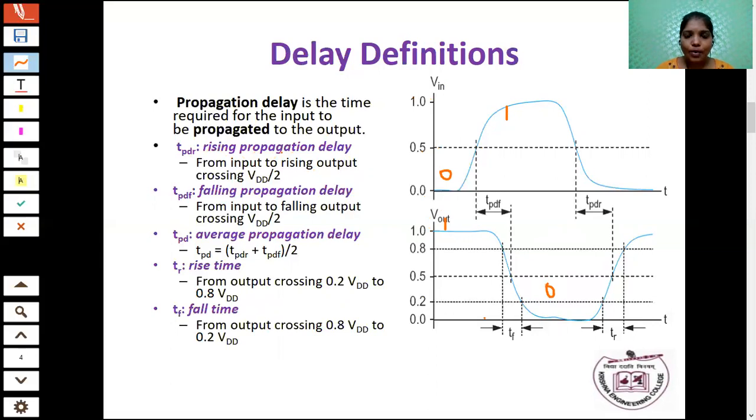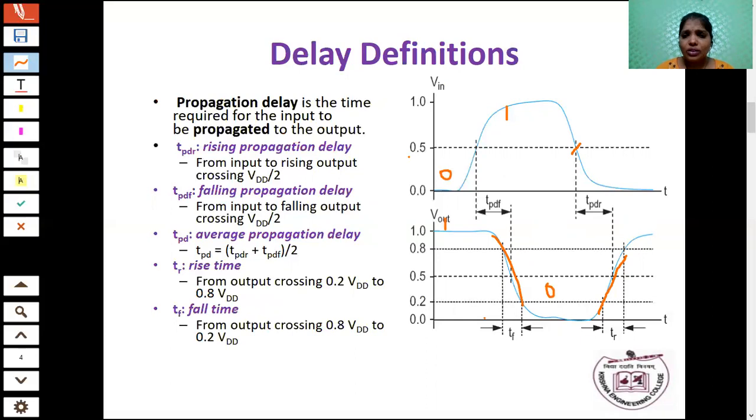The rising propagation delay is the time required for the input to cross 50%. For the rising propagation delay, you have to consider the rising edges of your output. This is the rising edge of the output, and this is the falling edge of the output. So from the input to the rising output crossing VDD by 2. VDD is the voltage which we apply at the drain terminal. Here VDD by 2 is 50%. If the maximum value is 1, then 50% is the 0.5 value.